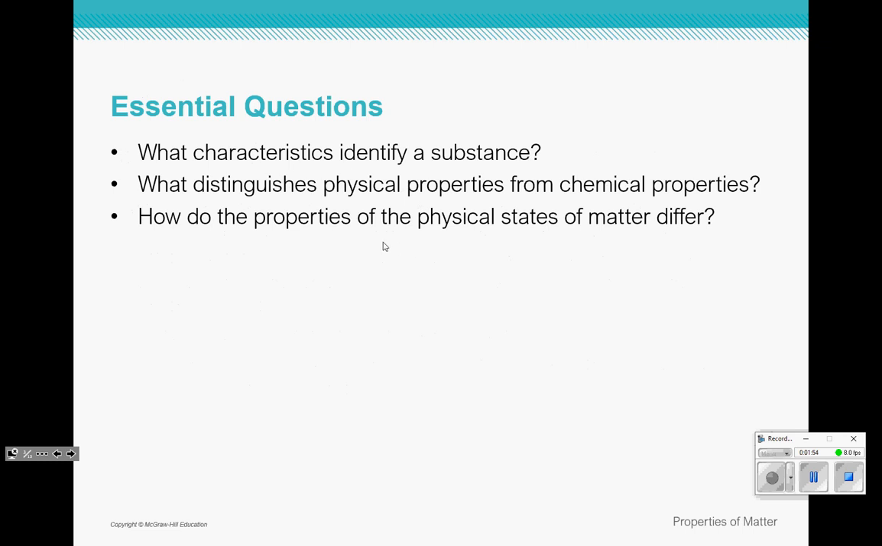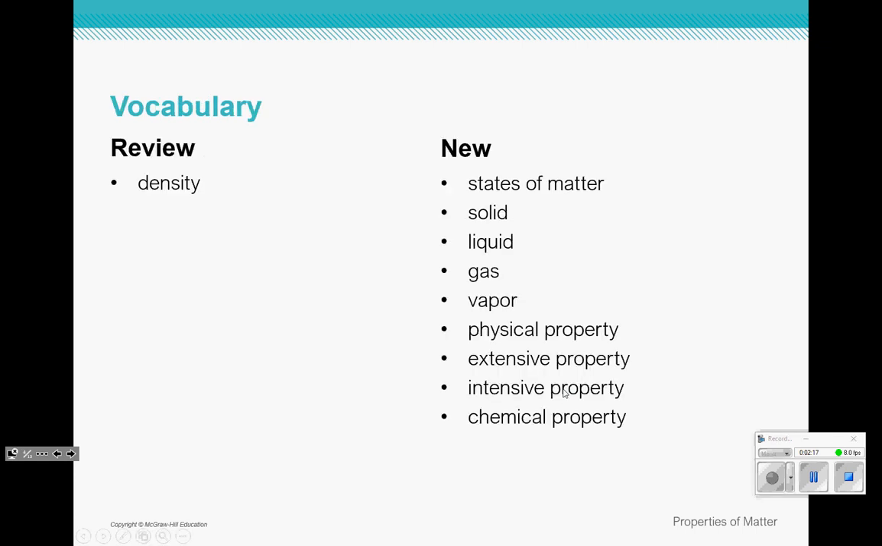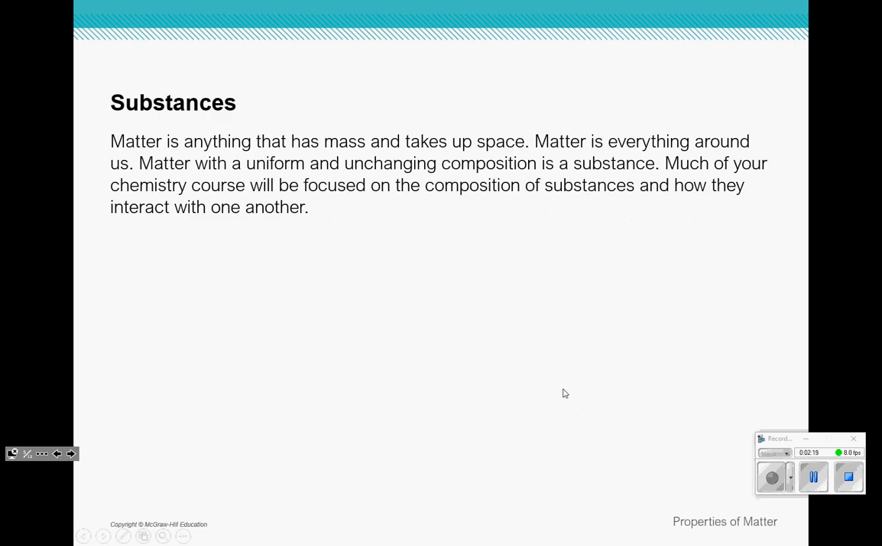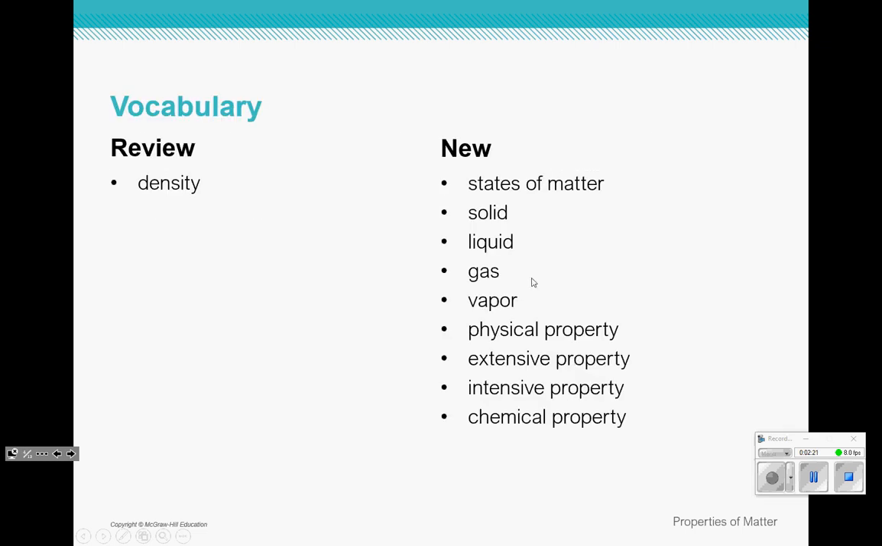So what we want to answer is: what are the characteristics that identify a substance? What distinguishes physical properties from chemical properties? And how do the properties of the physical states of matter differ? And just like in the lab that we just did, we looked at one of those properties, and that would be density. So we'll be mentioning that again.